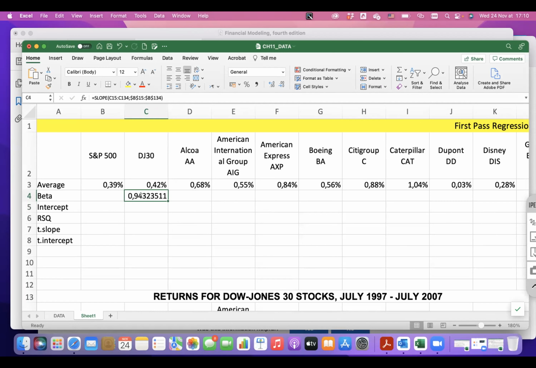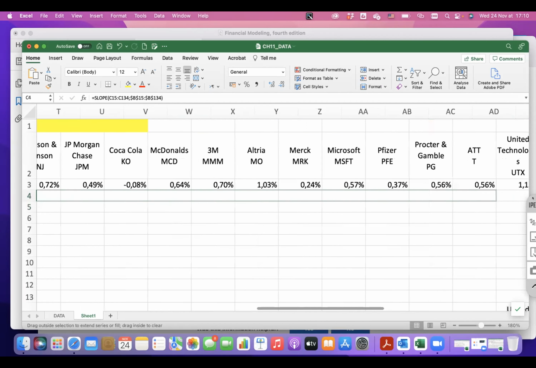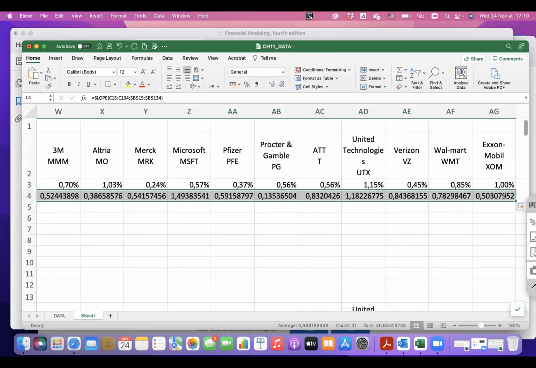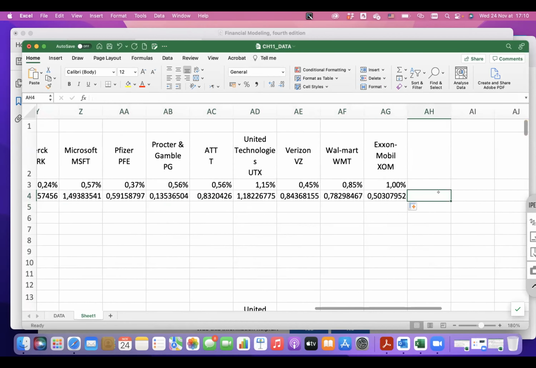Now, no need to repeat this equation for the remaining columns, since we have already fixed the x variable. So I have just to scroll it down, scroll it to the right-hand side. And here we are. And this is the formula text.